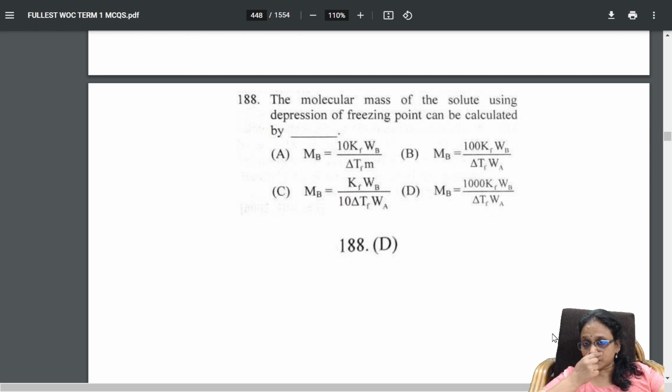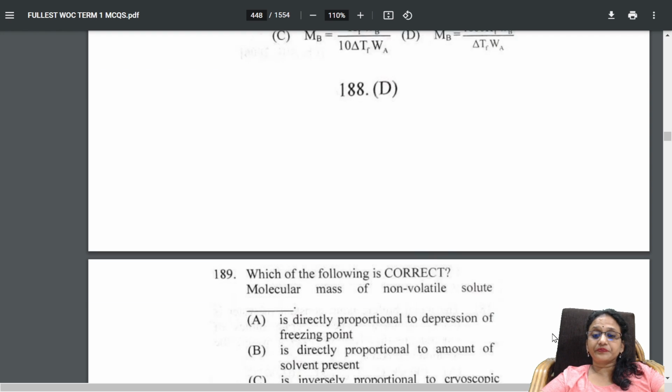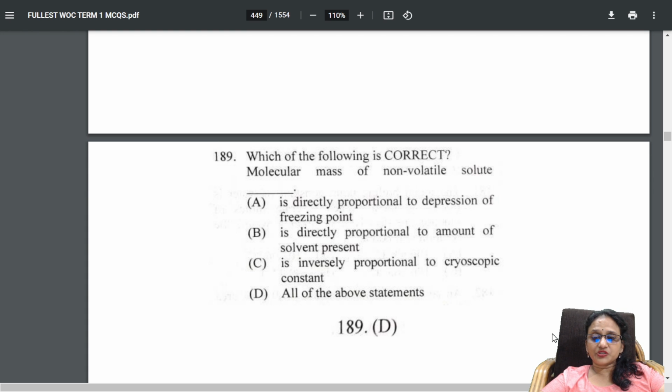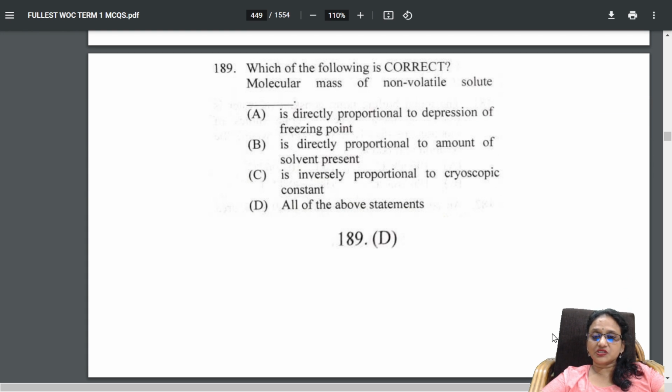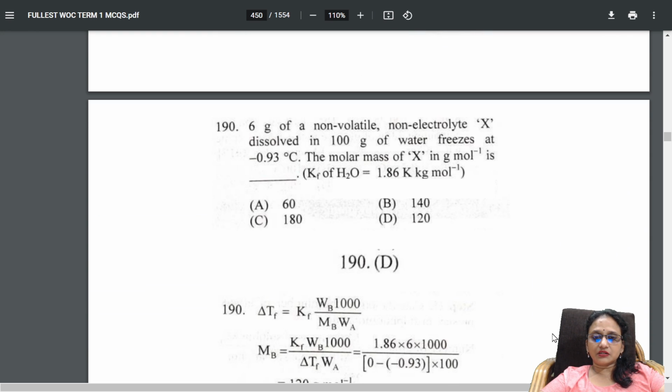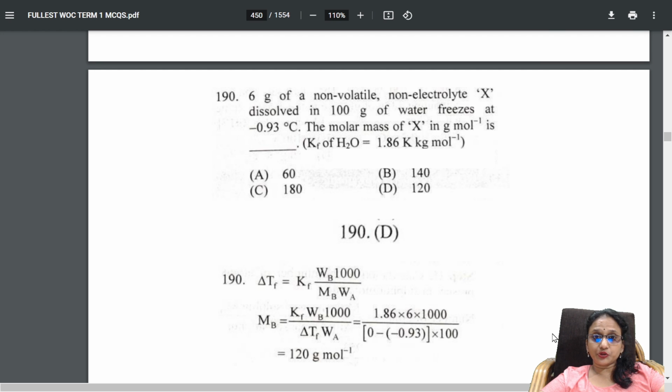Molecular mass of solute using depression of freezing point. What is the formula? So statement problems after your numericals, statements, which is correct, which is incorrect. Yes. Here, your depression in freezing point numerical starts. Question is given to you. Solution also is given to you.